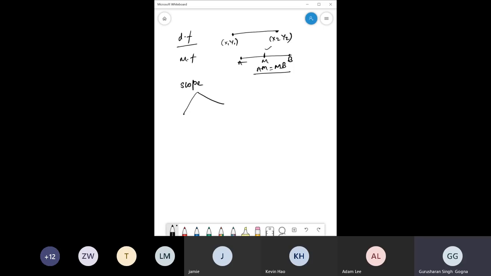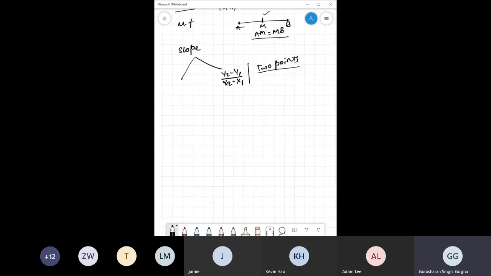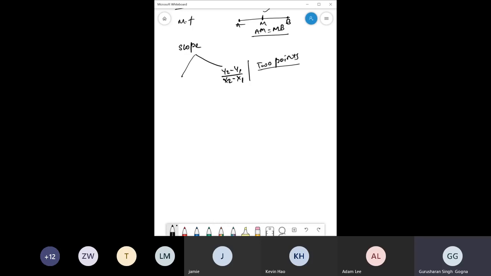So there are two ways you can find out the slope. One way is y2 minus y1 over x2 minus x1. And this formula you can use when you know 2 points on the line. Then only you can use this formula. But there's another way of finding the slope using the equation of a line. So make sure your equation of a line is written in this form, y is equal to mx plus c. And once you write like that, then you can find out the slope by comparison.